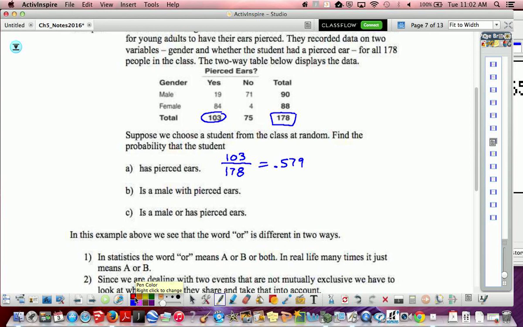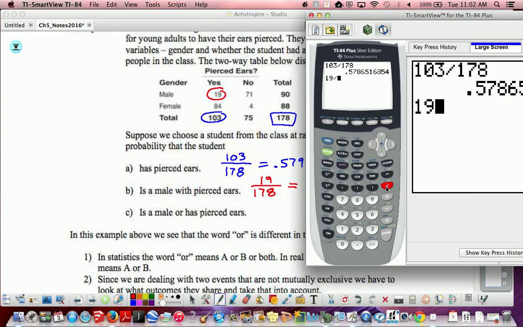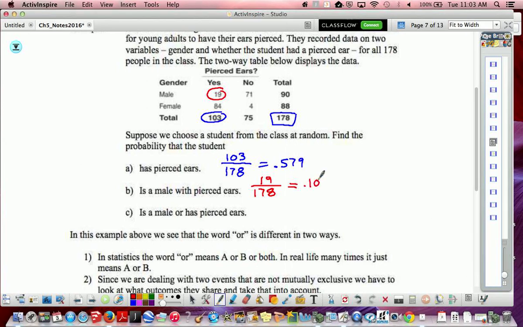On the second one here, it says, is a male with pierced ears. So the person has to be a male and with pierced ears. So how many males have pierced ears according to this table? Okay, 19. And we're still doing it out of the class, 178. So quick decimal, 19 divided by 178. So 0.107. So a little bit more than 10%, but we'll keep it as a decimal since it's asking for the probability.